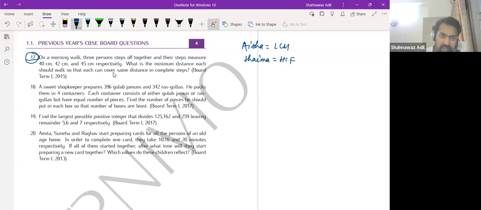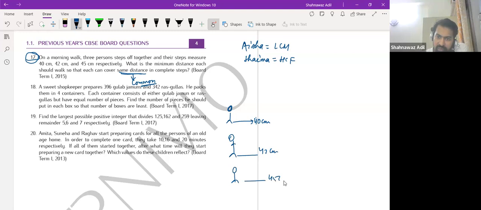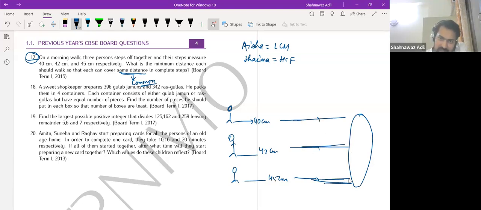So that they can cover the same distance. Same distance is a common point, right? So they are walking, and their steps measure 40 centimeters. So let's say this person has a step of 40 centimeters, and this one, let's say, 42 centimeters, and this person 45 centimeters. And they are walking. So we have to find out at what point they cover the same distance. So this distance is equal, right? So this is one step. And they have to cover some distance and then they meet. So what should we calculate? HCF or LCM? LCM. Okay, yes, everyone.